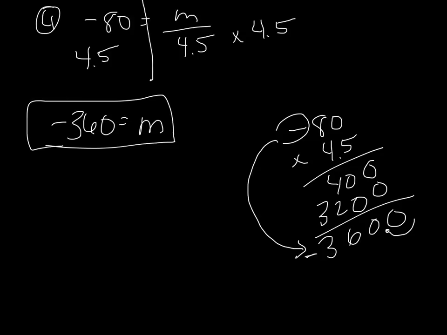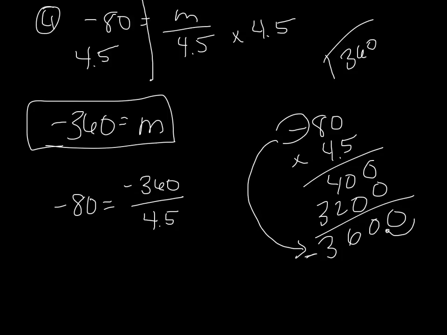If I check that out, I go back into my original equation. Negative 80 equals m, not m, because we're plugging in negative 360 divided by 4 5/10. Okay, so let's do 360 divided by 4 5/10. Move it over 1. Move it over 1. Have to add my 0. Don't forget that little part. Okay, so 45. I'm going to erase these so we don't get confused. So now we get 45 divided by 3,600.